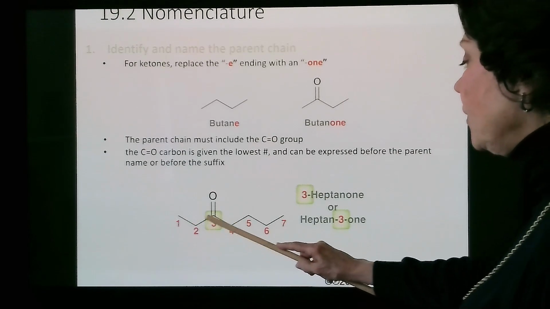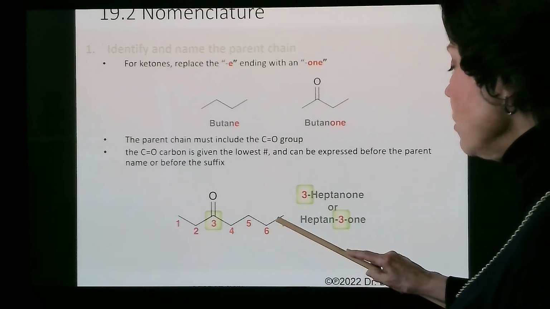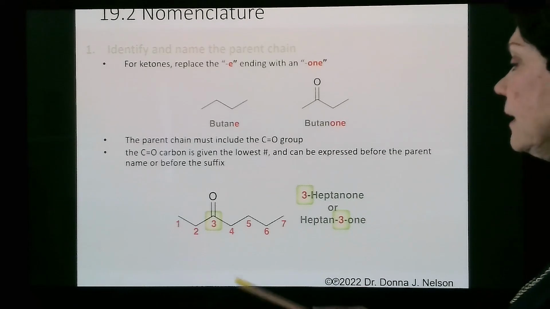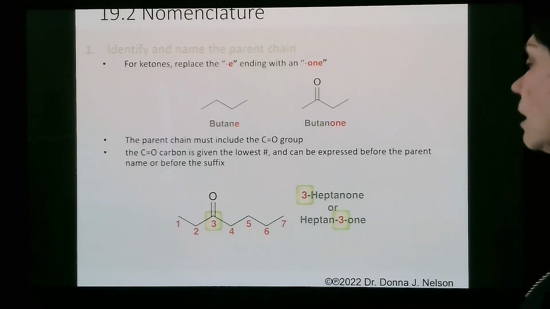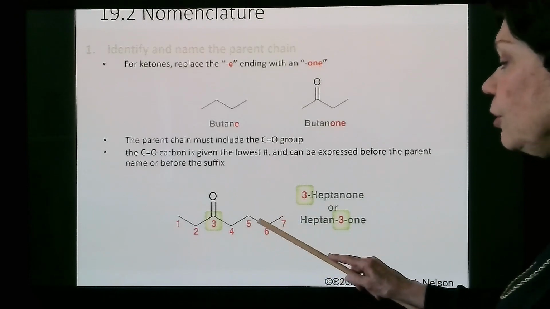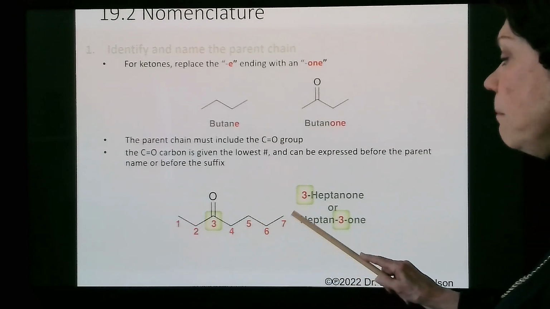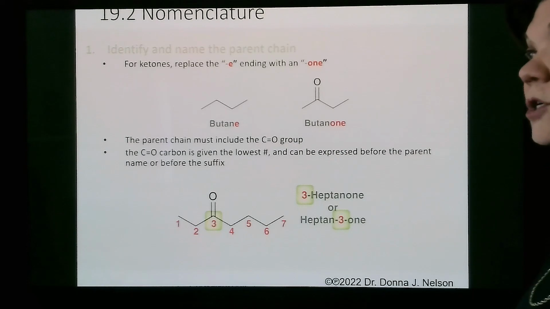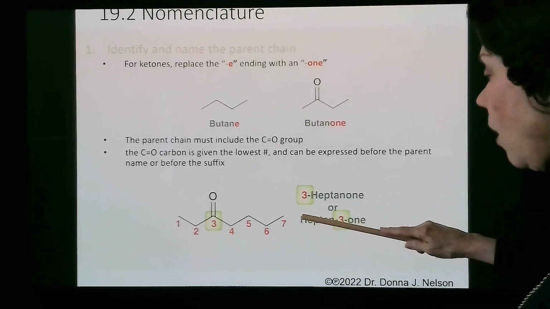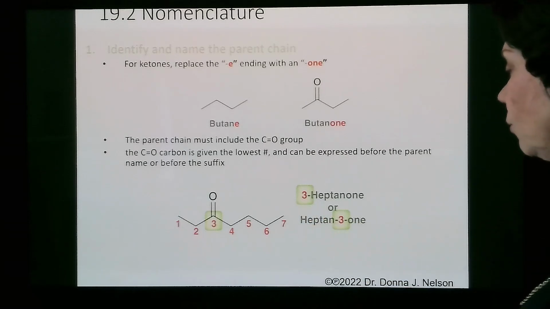So here we have, in the next one, you see that this is heptanone. It is a 3-heptanone, and usually it is named 3-heptanone, unless you have other functional groups where you're going to have to give the locant of the other functional groups, and those locants would need to also go at the front of the molecule.